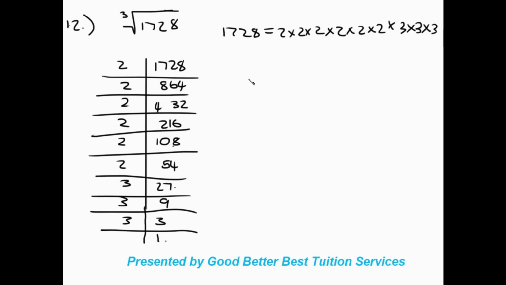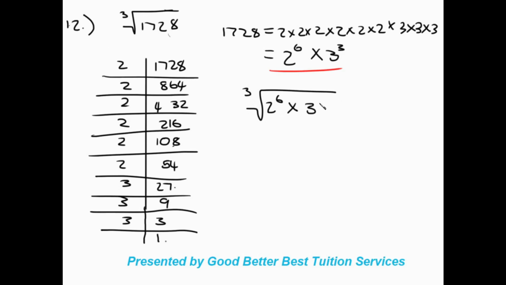So once we get to this point, we can write it in a simpler form, obviously, of 2 to the power of 6, because there are 6 2s, right? So it's basically 2 to the power of 6, and that times 3 to the power of 3. So we know that this is equal to 1728, which means because this is equal to 1728, we can put it underneath the cube root. So we can put underneath the cube root 2 to the power of 6, 3 to the power of 3. So once we do that, we can then work it out.